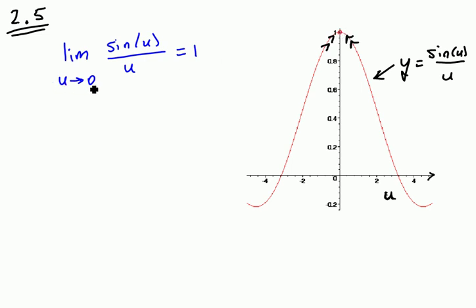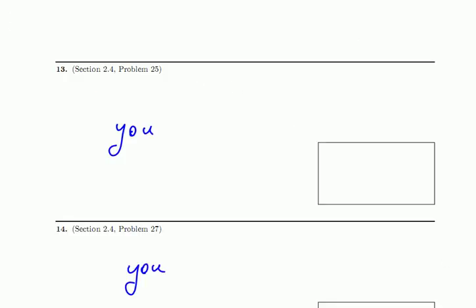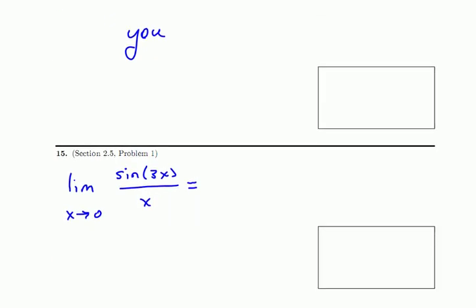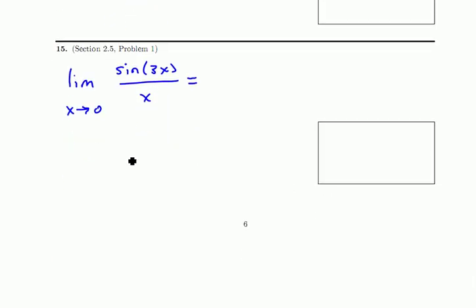So the limit as u goes to 0 of sine u over u is 1, and this is a limit that we're going to use quite a bit in the exercises in this section. So let me flip forward to some of the exercises you've been asked to do. You slide on down here, get past 2.4. The first one you've got on 2.5 is listed right here.